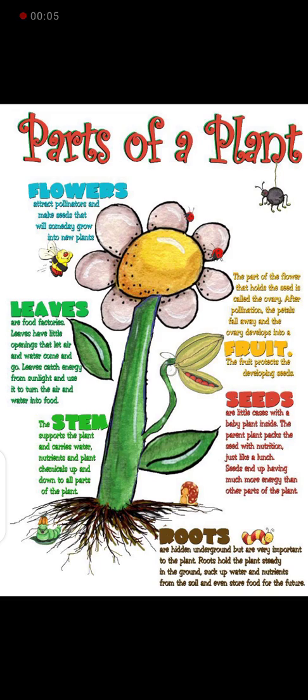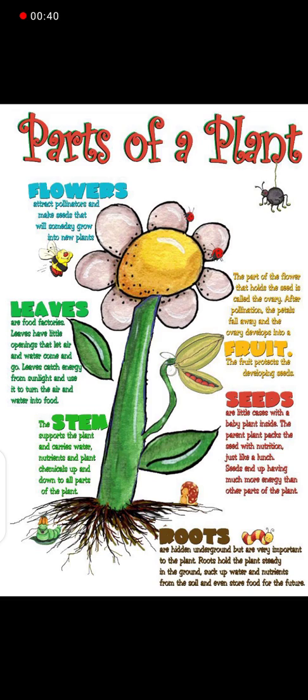So, today we're going to talk about parts of a plant. The plant, like the human body, has different parts, and these parts perform different functions. Now, the plants have flowers, the plants have leaves, the plants have the stem, it has roots, the seeds, and the fruits. Now, let's look at the function of each part of the plant.